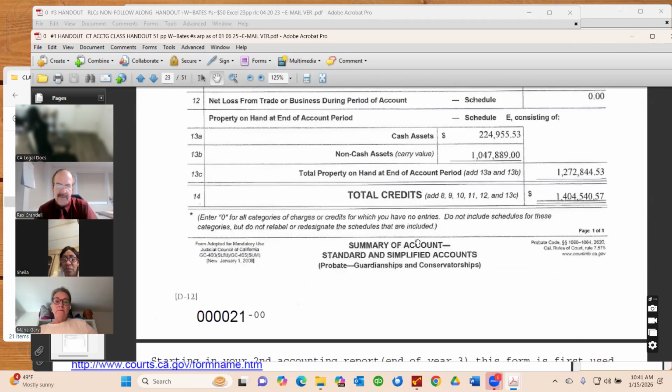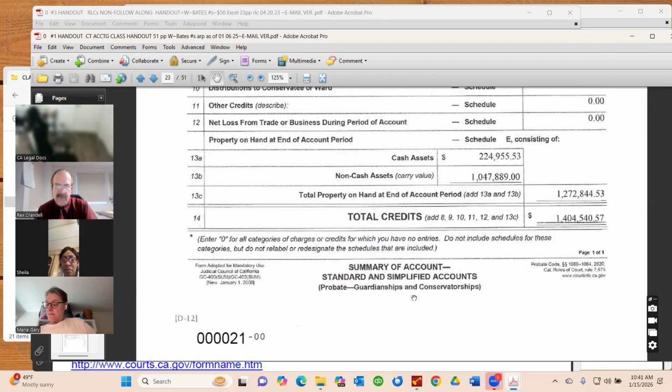Probates, guardianship, and conservatorships must use this form. It says judicial council, mandatory use. The judicial council is like the board of directors beneath the California Supreme Court. They decide on what forms are going to be filed in our legal system, and all those forms are available online, free, and they're fillable. And so it says it's required for probate, guardianship, and conservatorship.